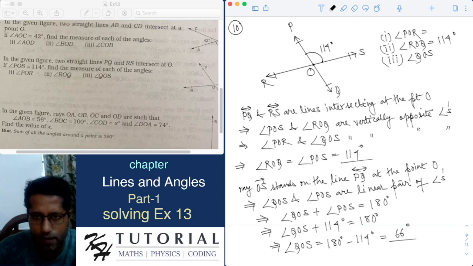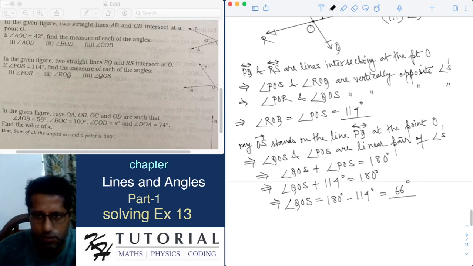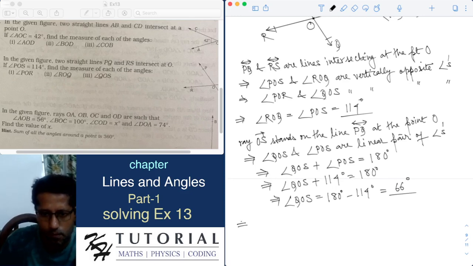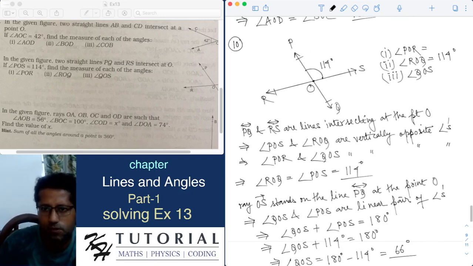QOS and ROP are vertically opposite angles. This implies angle POR is equal to angle QOS is equal to 66 degrees. So angle QOS is 66 degrees. This angle is 66 degrees. Obviously, this angle will also be 66 degrees. So QOS is equal to 66 degrees and POR is equal to 66 degrees.